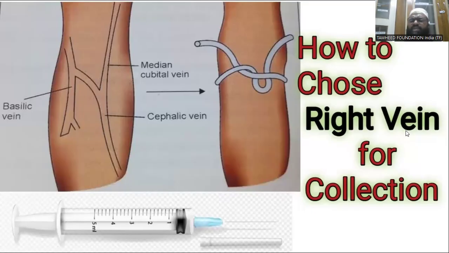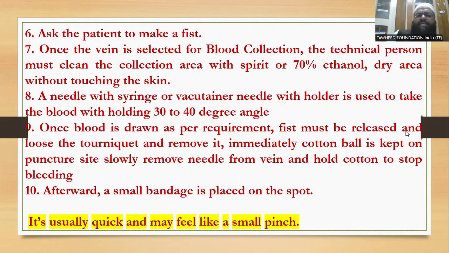If sometimes you want to collect from the cephalic vein or basilic vein, no issues, but here the flow will be slow. Those things we should keep in mind. Next, ask the patient to make a fist, tightly, like this. Once the vein is selected for blood collection, the technical person must clean the collection site with spirit or 70% ethanol, and dry the area without touching the skin. If you touch the skin again, he has to clean that particular site again.